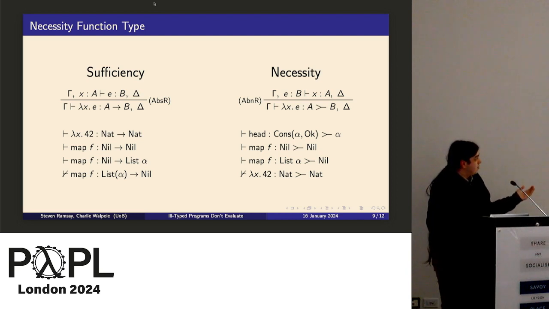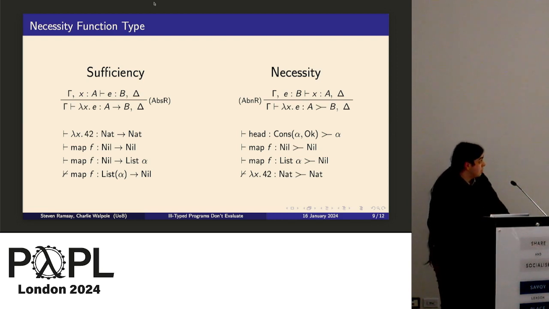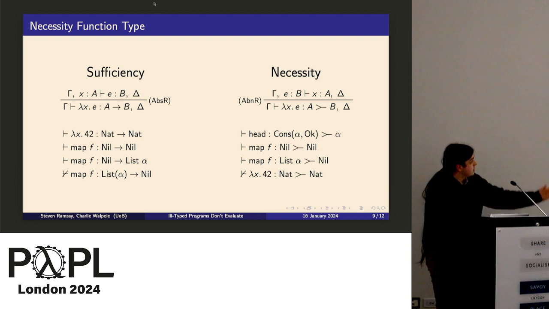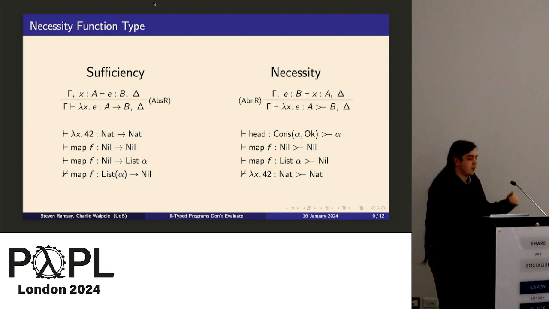With map f, if you want to get the empty list out, then you are required to give the empty list. However, we do also allow elements from the domain of our arrow to not map to the codomain in a forward reasoning style. Similar to how in sufficiency, we allow elements in the codomain to not be mapped to from our domain.